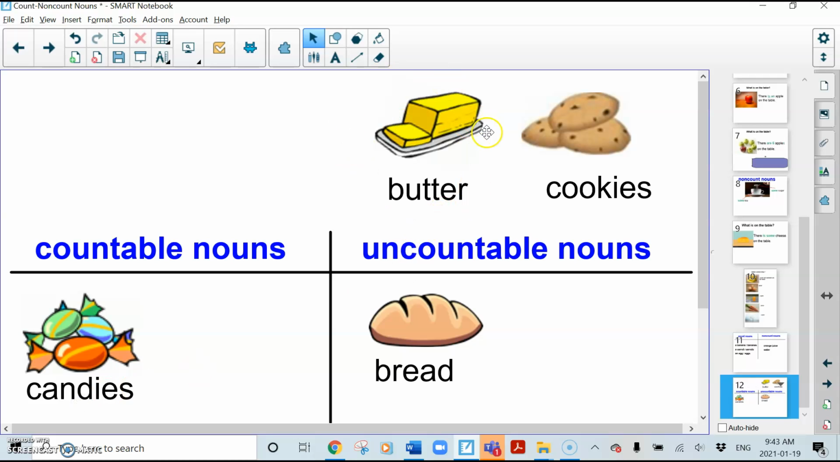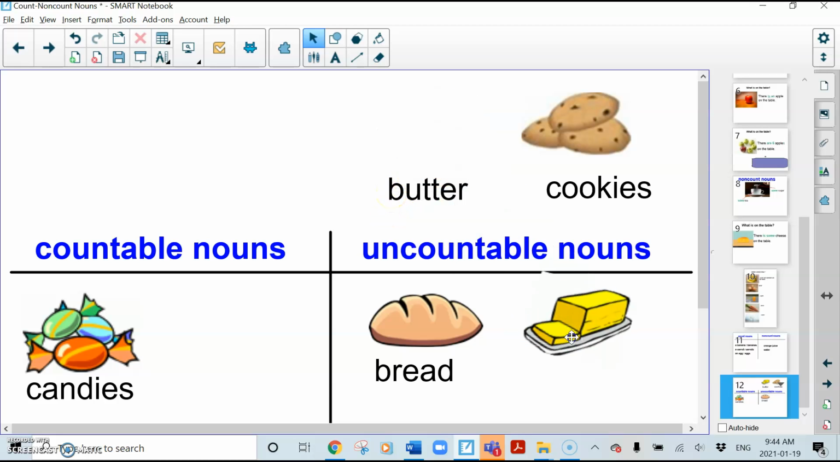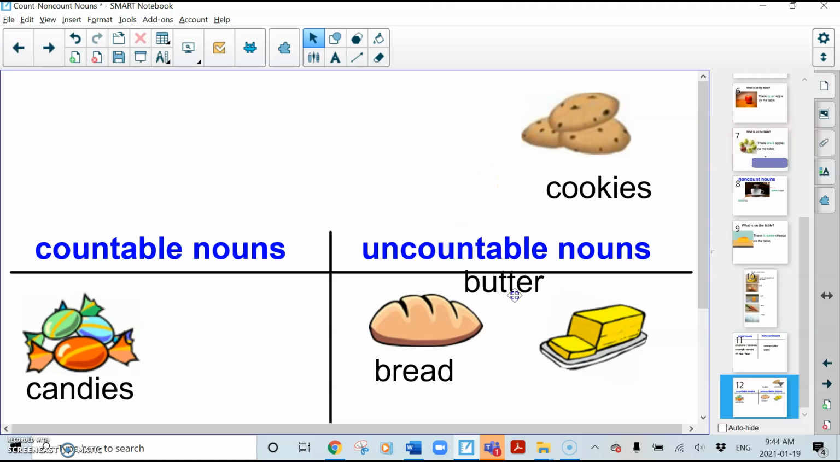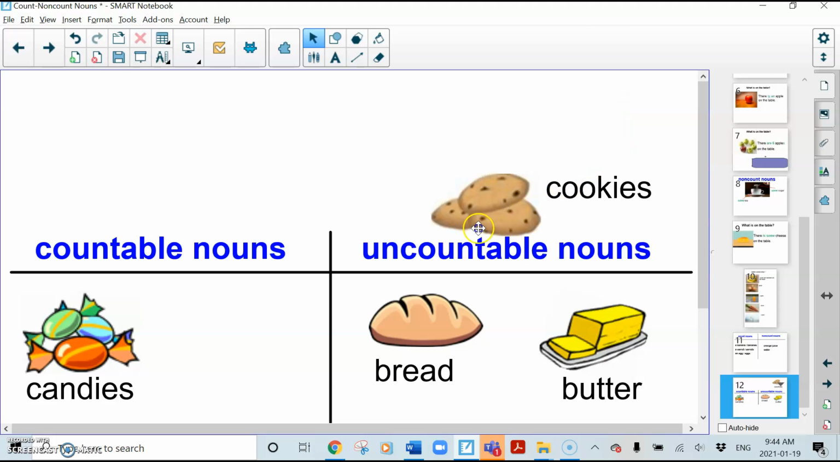What about butter? Can I say 1 butter, 2 butters, 3 butters? No, I can say some butter. What about cookies? I can say 1 cookie, 2 cookies, 3 cookies. I can count.